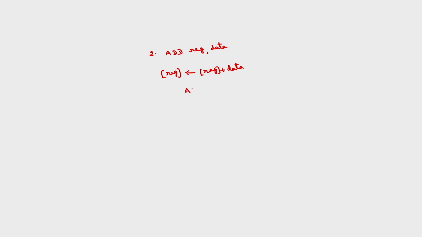So, if AL is having 32, if you give the example, ADD AL comma FFH. So, these two, 32 and FF, will be added, and the result will be stored in AL itself.